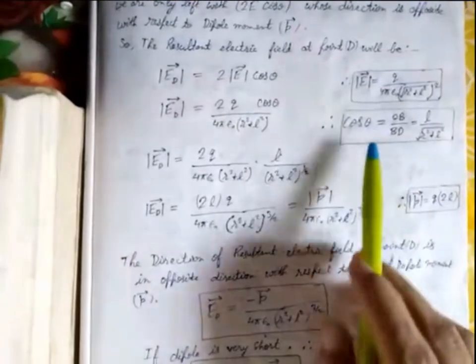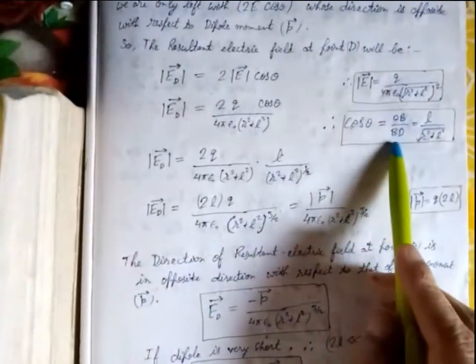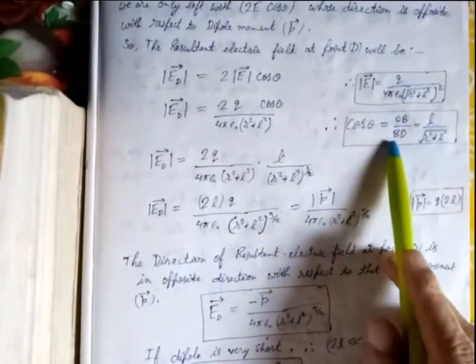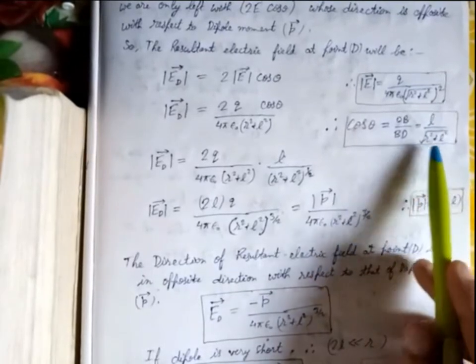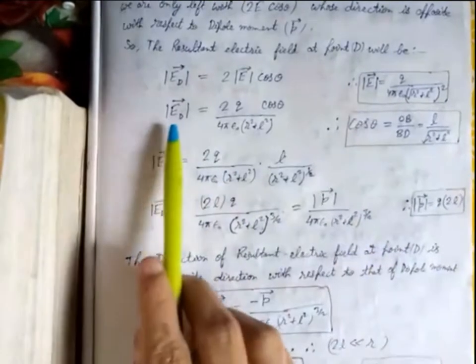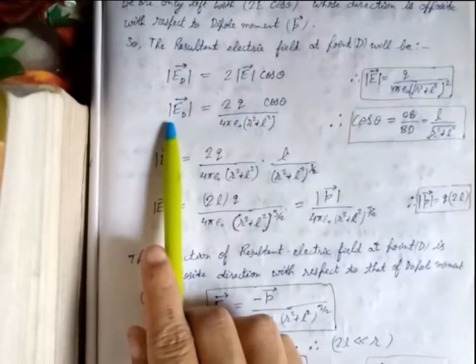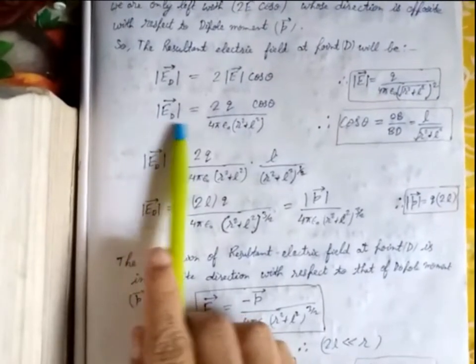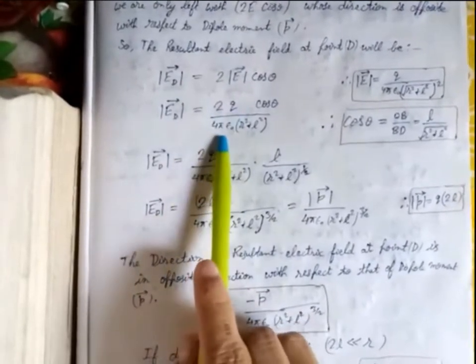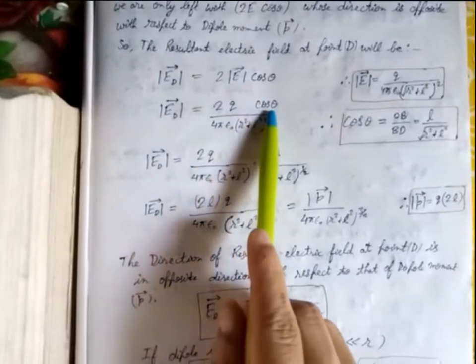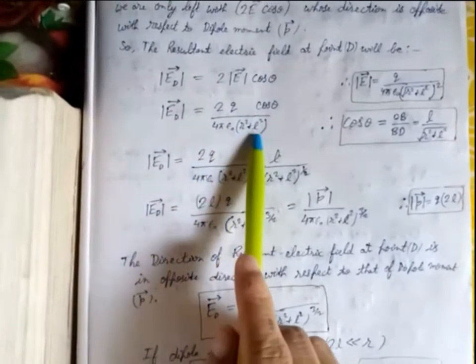So here cos theta will be OB upon BD. OB is L and BD is the square root of R square plus L square. So we will get E of D, the electric field at point D. The value is 2Q by 4 pi epsilon naught, cos theta upon R square plus L square.